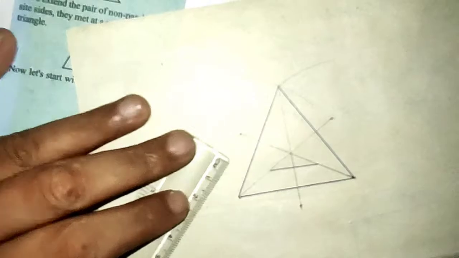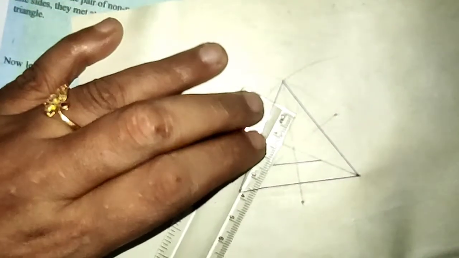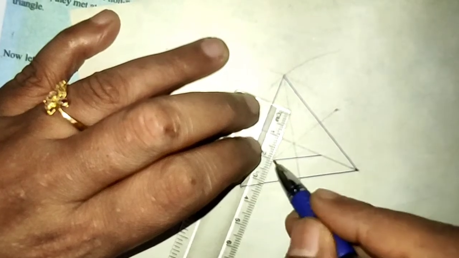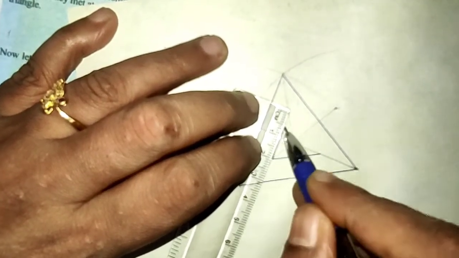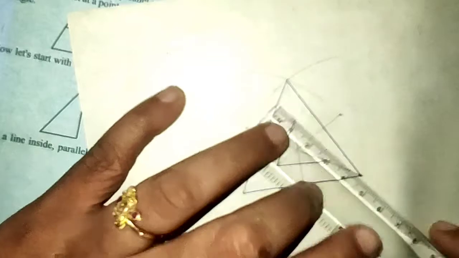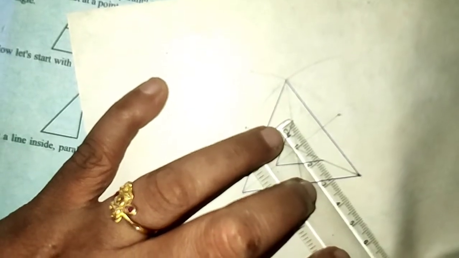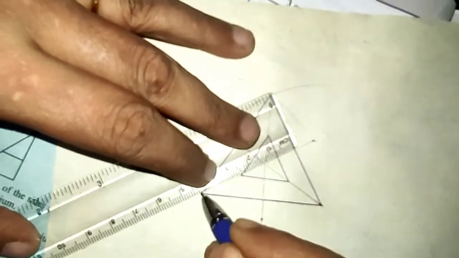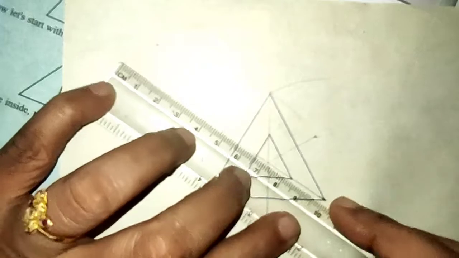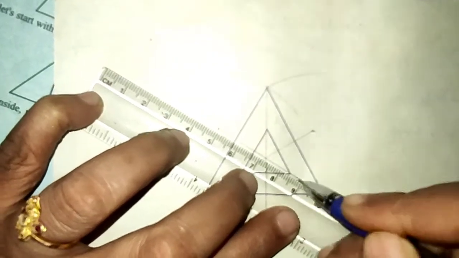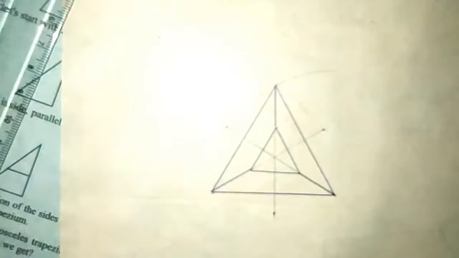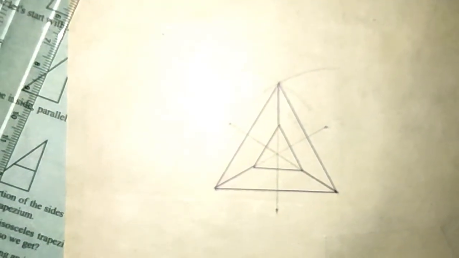Similarly, here also we need another 2 centimeter. Using compass you can draw this 2, and here also 2. Then just join this, so we get our figure. So this is our required figure. Draw this.